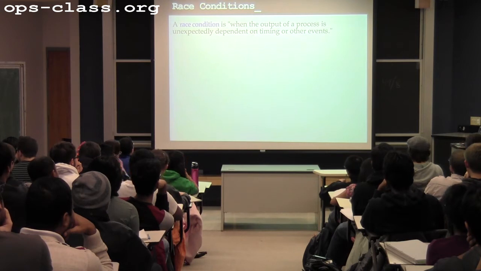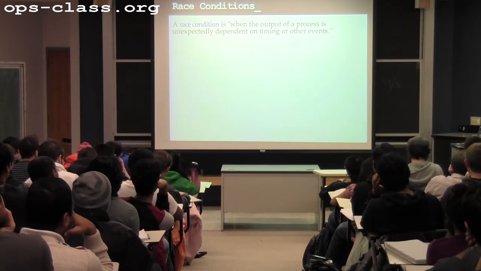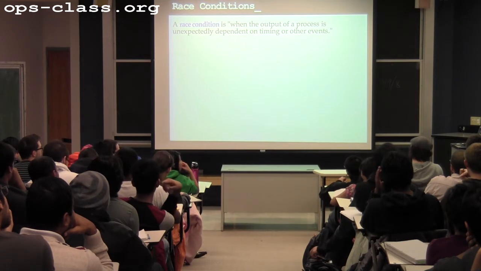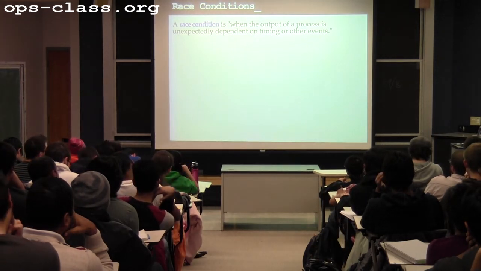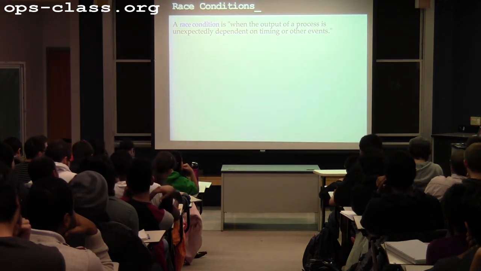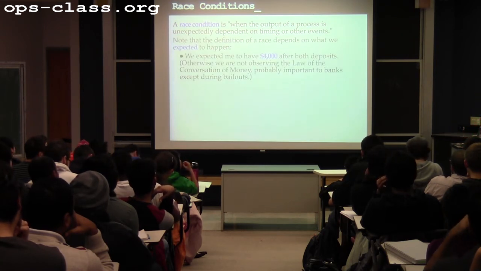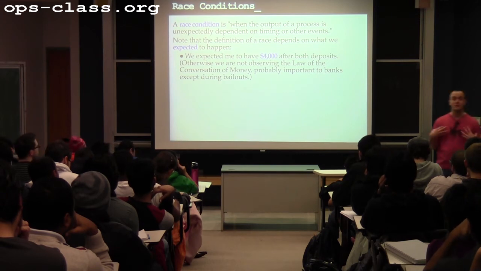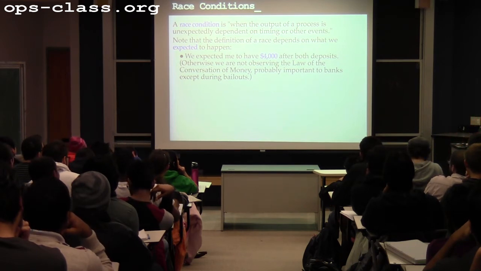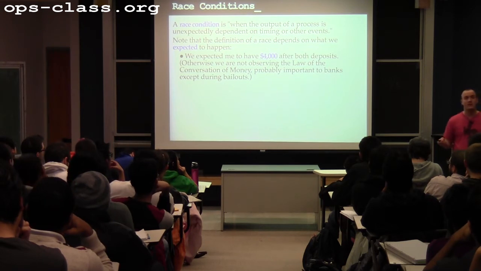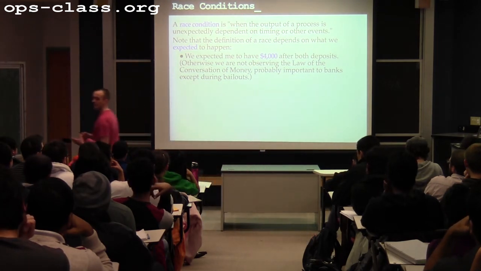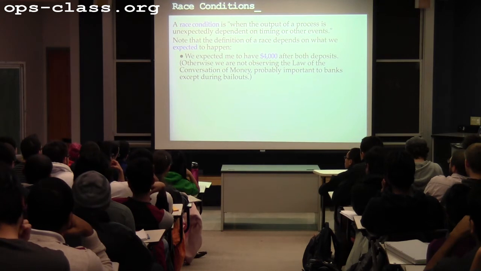Essentially, and the best I could do was quote Wikipedia, it is when the output of a process is unexpectedly dependent on timing or some other event. And the thing to keep in mind is this unexpectedly. There are cases when you write concurrent programs where this type of behavior may not bother you as much. But in this case, we expected me to have $4,000 when this example completed. And I would expect that, and my bank would expect that. Unfortunately, because this example wasn't properly synchronized, the behavior depended on the scheduler. So depending on how the scheduler ran, the output could vary when it wasn't supposed to.